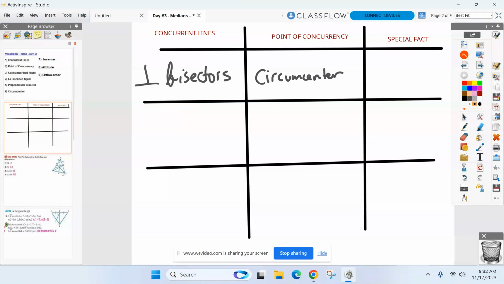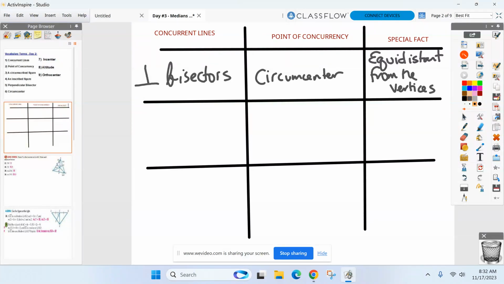Circumcenter is equidistant, or the same distance from what? From the vertices. Equidistant from the vertices. So if I show you where it is on the triangle, you can draw a line to all three vertices and they'll be the same length.